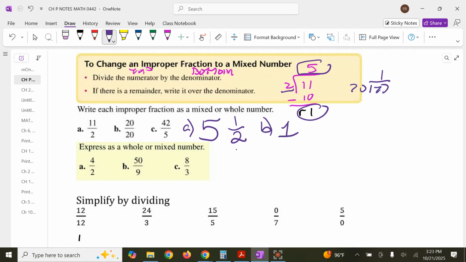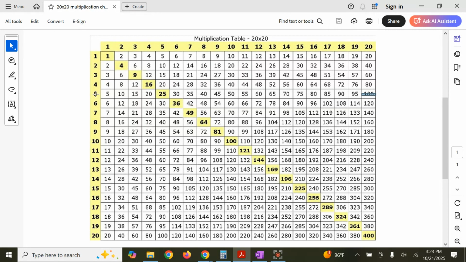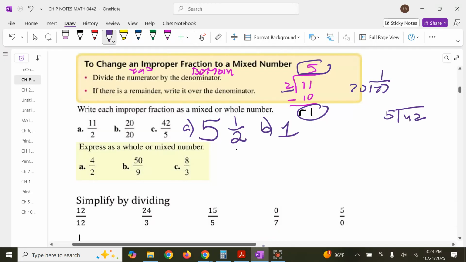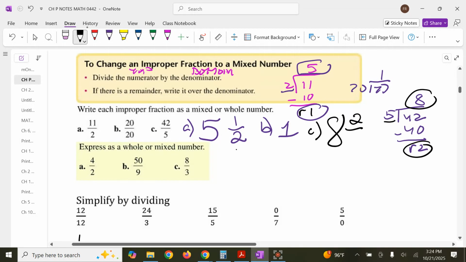Okay. Now let's do part C. 5 into 42. I'll come back to my chart. Here's 5. I'm looking for the closest number to 42 without going over it. Right here, it's 40. We need to multiply 5 times 8 to get 40. So 5 times 8 gives me 40. We're going to subtract. My remainder is 2. So look, y'all, for part C, 8 is my whole number part. My remainder goes on the top, and we were dividing by 5, and it stays as a 5. Okay.